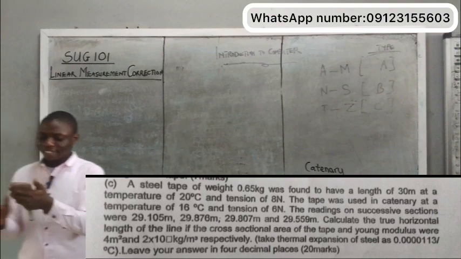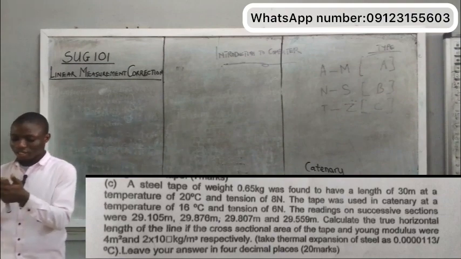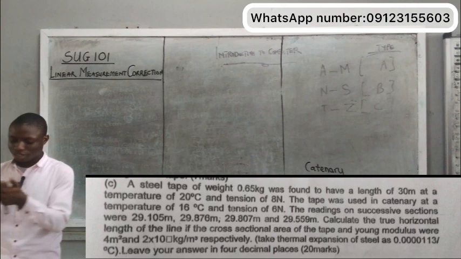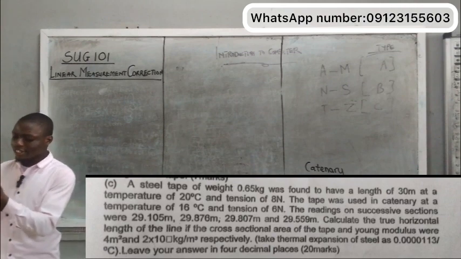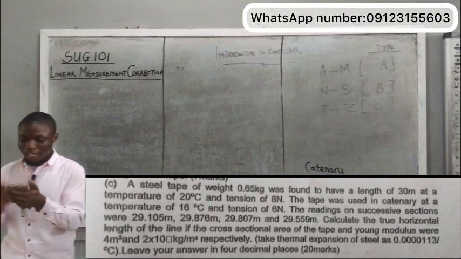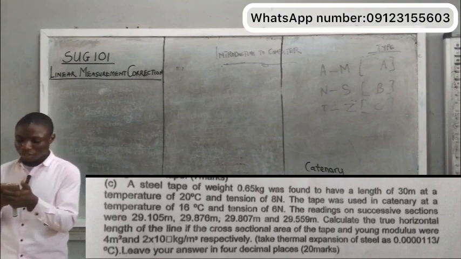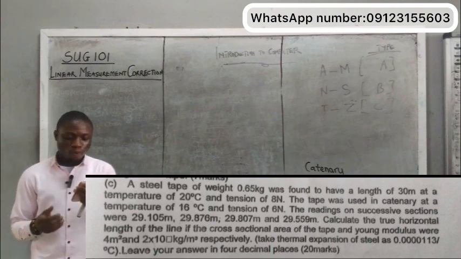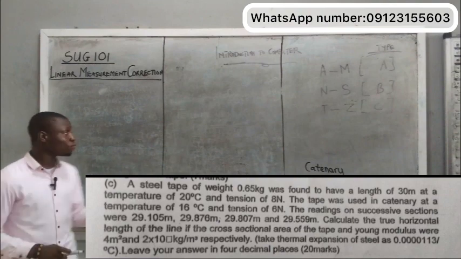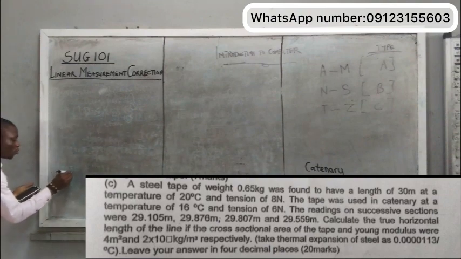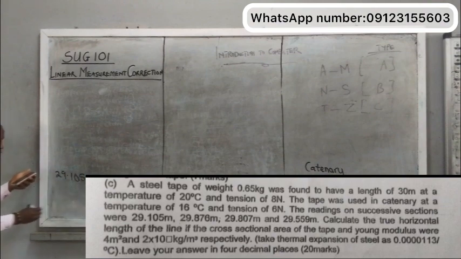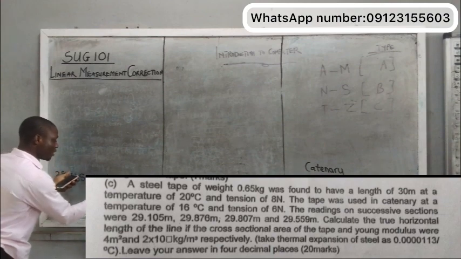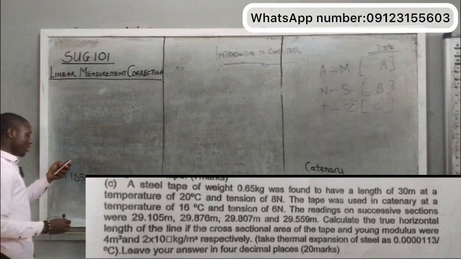The readings on successive sections were 29.105 meter, next comma, 29.876 meter. Full stop.